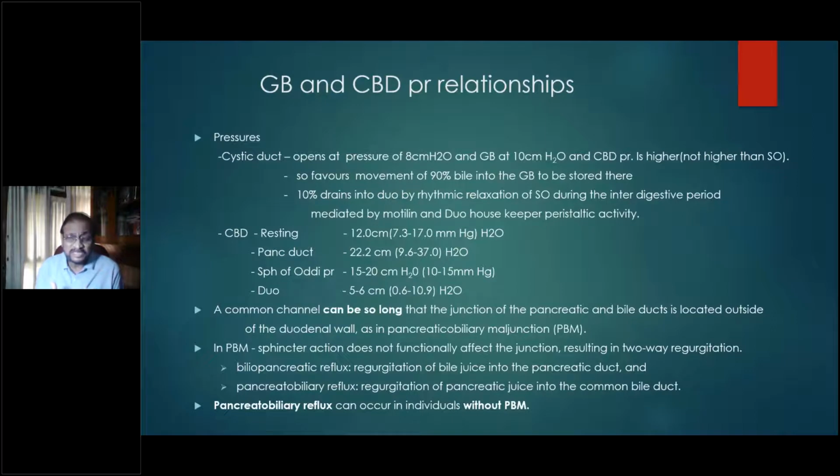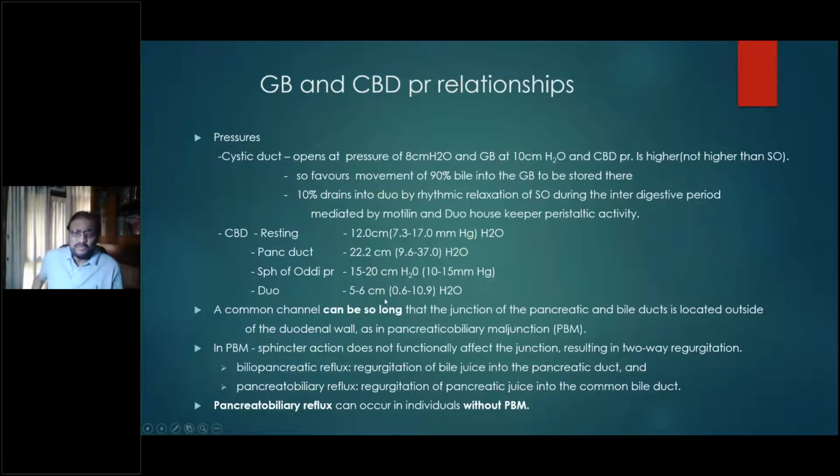The maximum pressure is the sphincter of Oddi. The next in ascending order are the CBD and the pancreas. So basically, the pancreatic duct and the sphincter of Oddi have almost the same. See, pancreatic duct and sphincter of Oddi, 22.2 centimeters, 15, 20 centimeters, almost the same. But the CBD has slightly less, and the least is the duodenum.